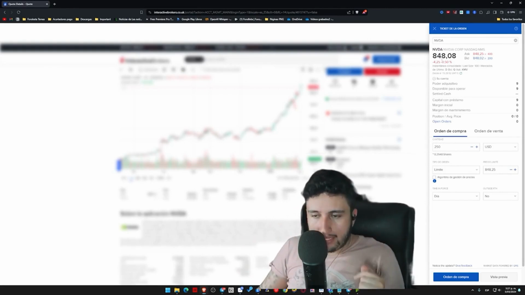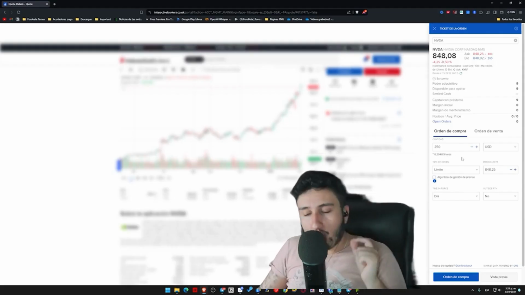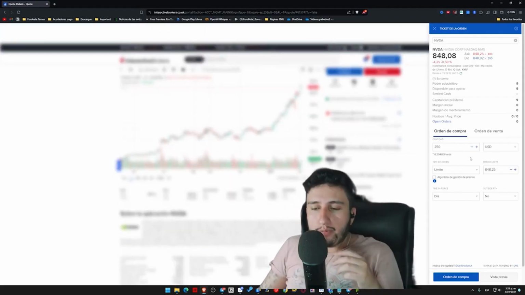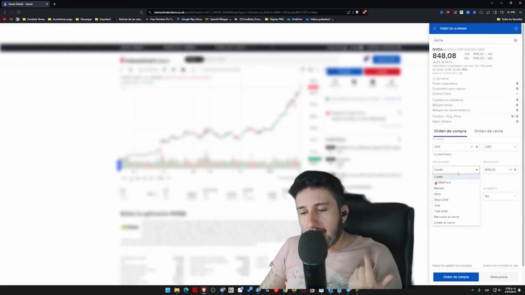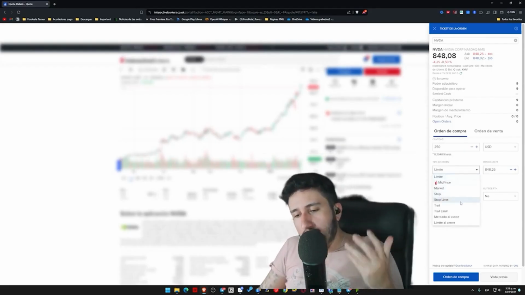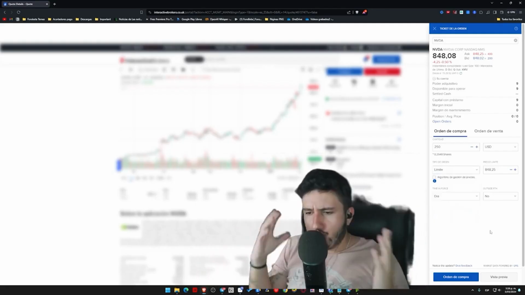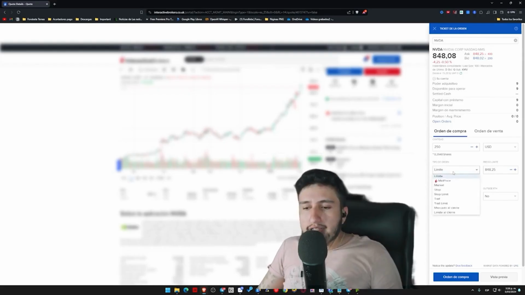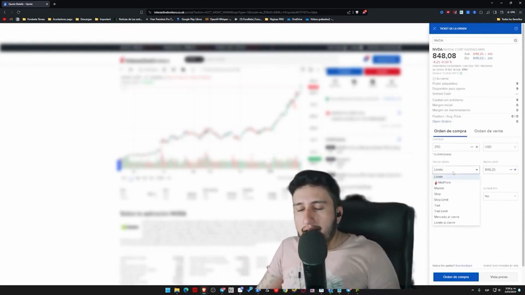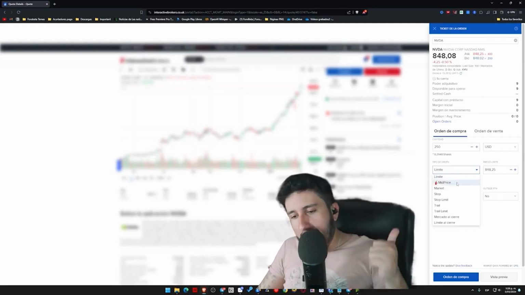Now, once we understand this, we can move on to the type of order, which could be limit, mid-price, market, stop, limit, trail, trail limit, market on close, or limit on close. For this occasion, I don't want to make things too complicated for you. Later on, we're going to do a super intensive course about Interactive Brokers, but for now, to make it as easy as possible, we'll focus on these three: limit, mid-price, and market.